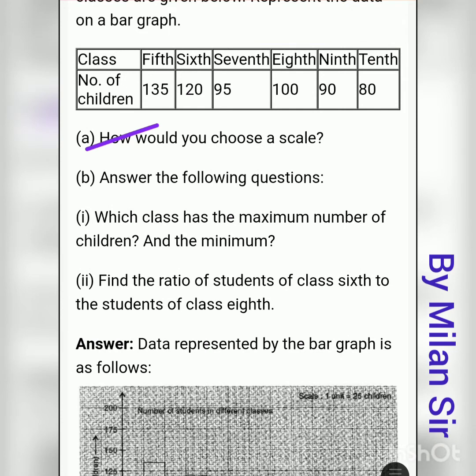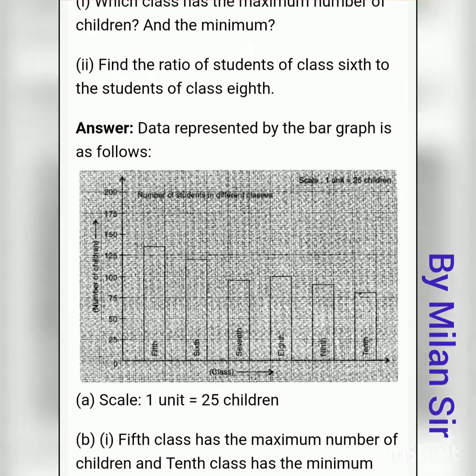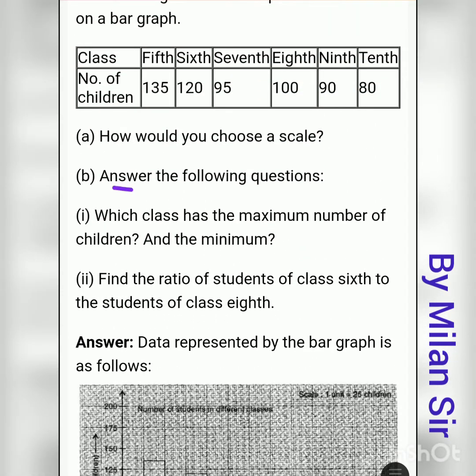Now, how would you choose a scale? It's already done, right? 1 centimeter is equal to 5 children, so here we need to write 5 children. In the earlier graph it takes 25 children, so there 1 centimeter is equal to 25 children, right?